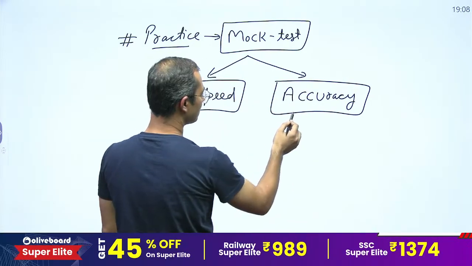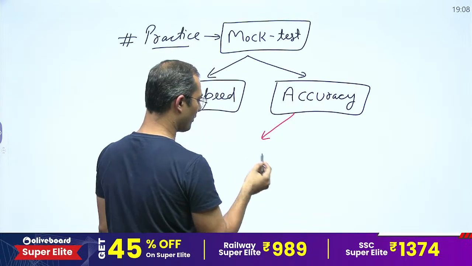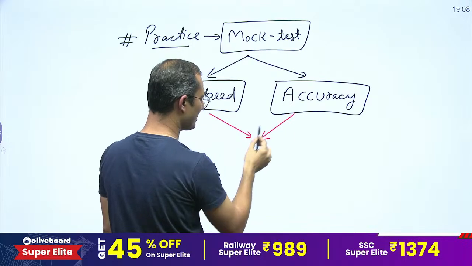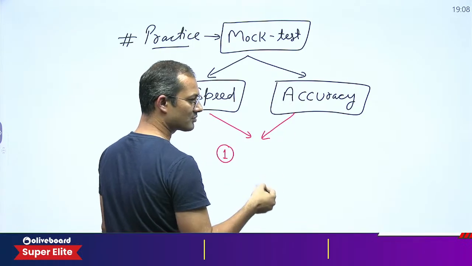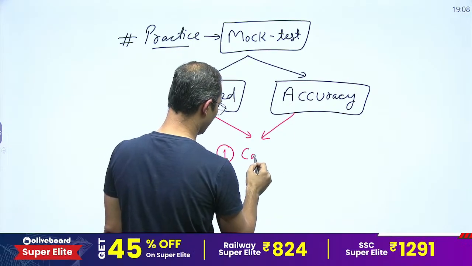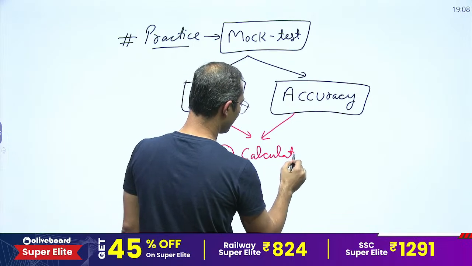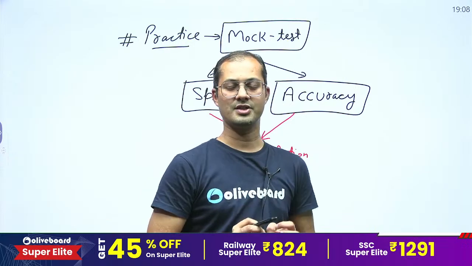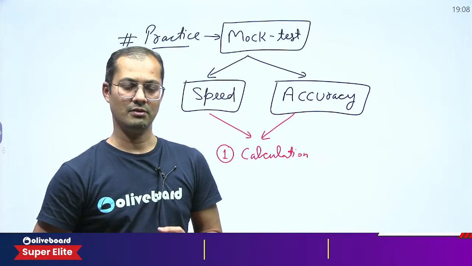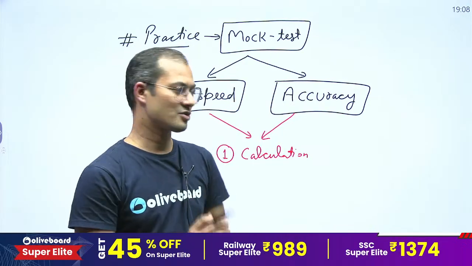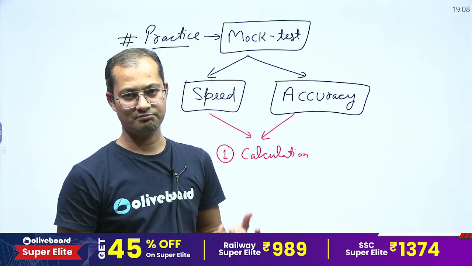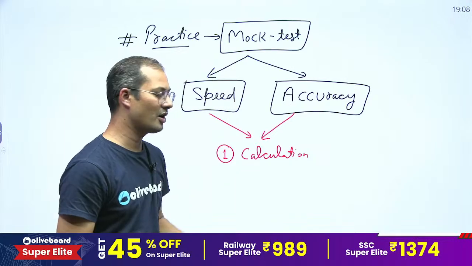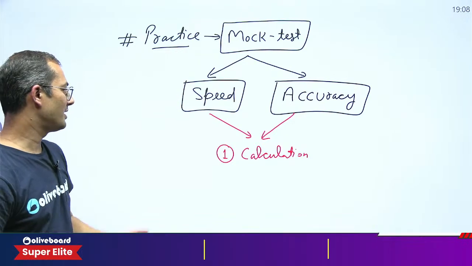If you want to have good accuracy, you have to focus on the calculation aspect, or we can say for both speed and accuracy you have to focus on two or three points. One is the calculation aspect. You must have a good grip over calculation. You must know some Vedic mathematics and tools and techniques of how to calculate the digits, how to do the calculation fast.